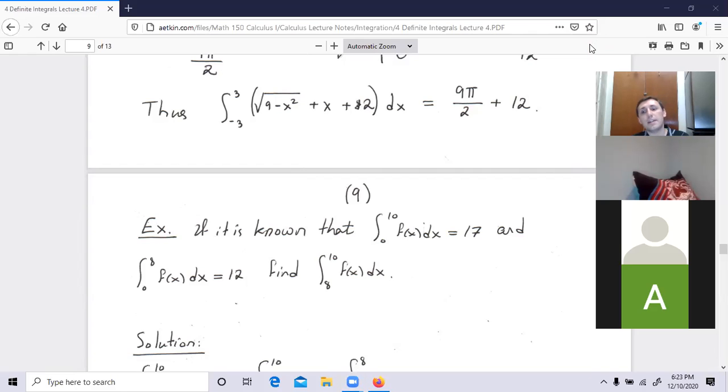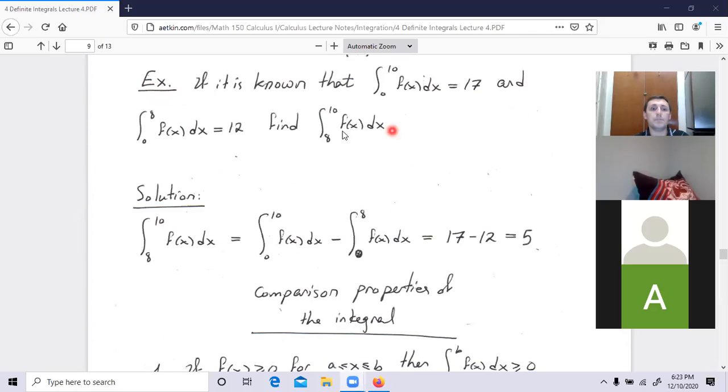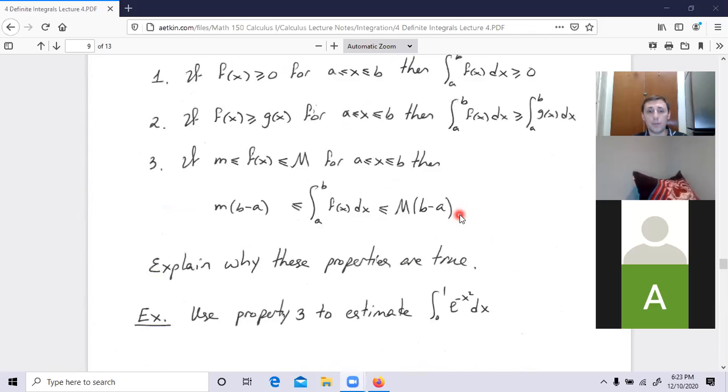So the answer is obvious. Yes, Christian. The answer is obvious because what can we do? We can say that the integral from 8 to 10 is just the integral from 0 to 10 minus the integral from 0 to 8. They cancel. And that would be 17 minus 12, or 5. Okay, so there are going to be other properties.